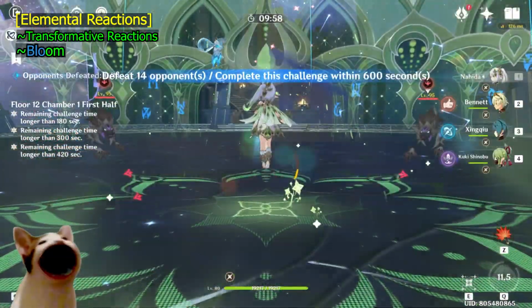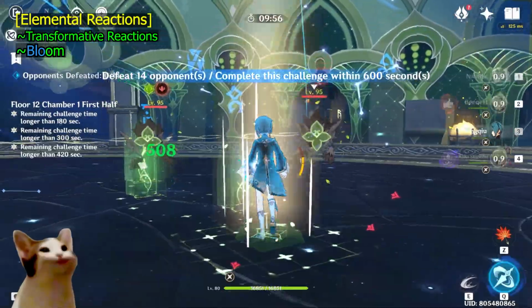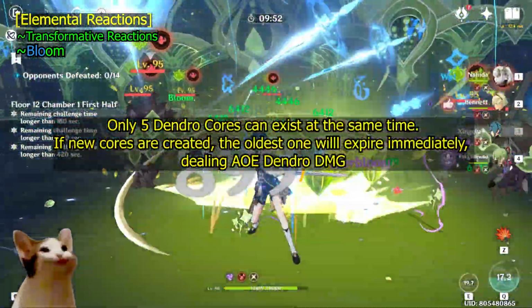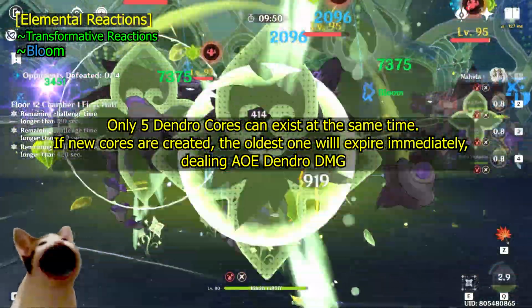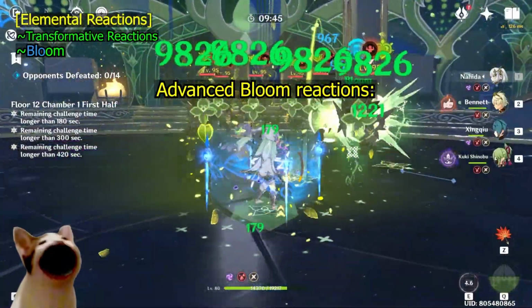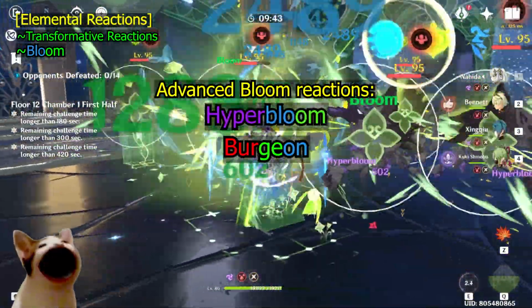Bloom is the reaction when Hydro meets Dendro, where a Dendro core is produced. Only 5 of these cores can exist at a time, and producing more than that will cause the oldest one to expire immediately. From this, there are 2 advanced reactions, and these are Hyperbloom and Burgeon.